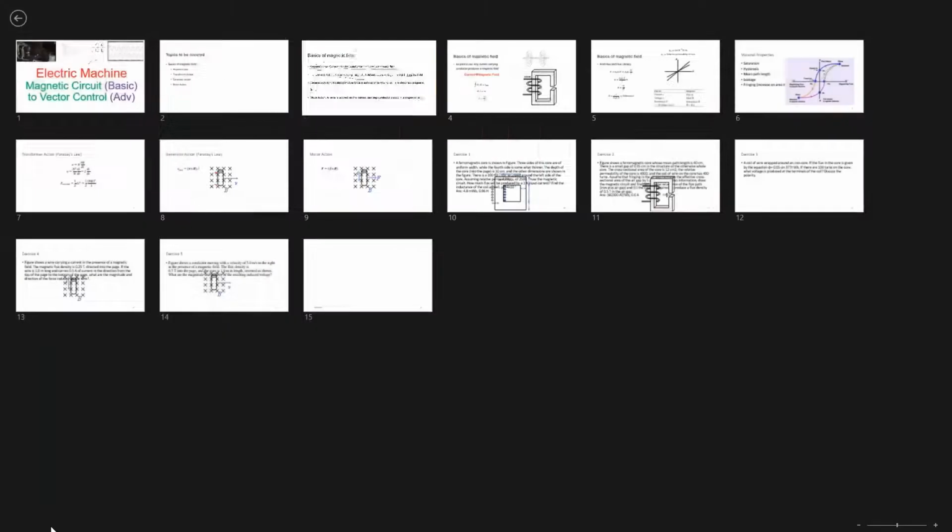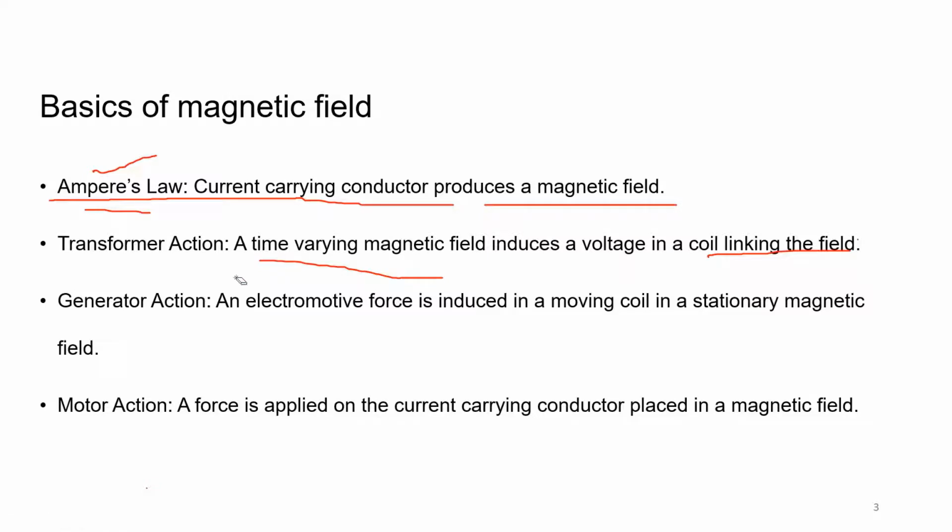So in transformer action, what was the thing? Conductor was stationary, magnetic field was changing with respect to time. So there is a change in magnetic field, but the conductor is placed in that changing magnetic field. So there is an EMF induced.